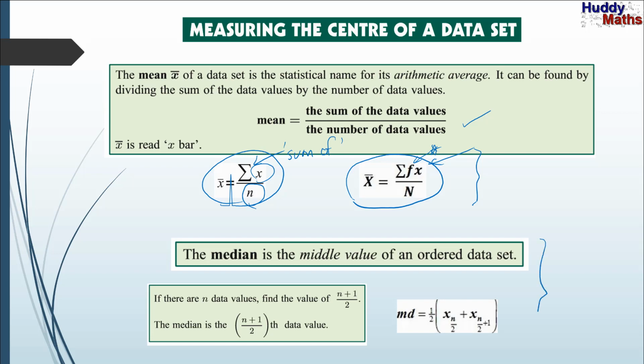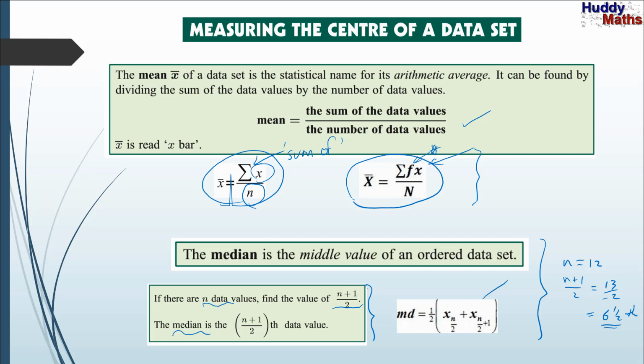Now down here I've got something a little bit different. The median is the middle value of an ordered data set. Now the book says this, and I want to change it a little. If there are n data values, find the value of n plus 1 on 2, and the median is the n plus 1 on 2th value. Well, we have to modify that a bit. If n is 12, n plus 1 on 2 is 13 on 2, which is the 6.5 value. Now, we don't actually do that, do we? We don't have a 6.5 value. Okay, what do we do? We take the mean or the average of the 6th and the 7th values.